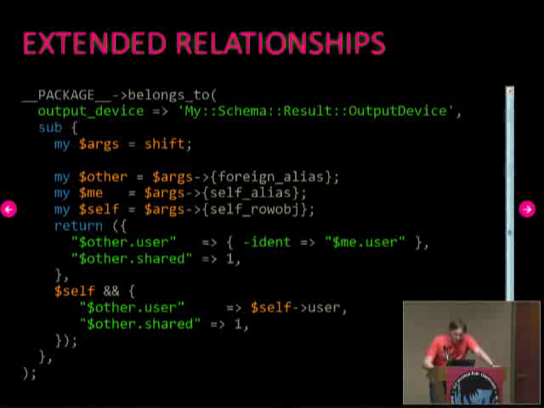So extended relationships are relatively new. They are a way that you can do more than simple equality with joins. This is something that DBIx::Class hasn't had up until, I think, a year and a half ago. So here, basically what this is saying is, it's kind of noisy because it does complex things, but we're saying the other table has to have a user that's the same as my user, and it also has to have the shared bit set.